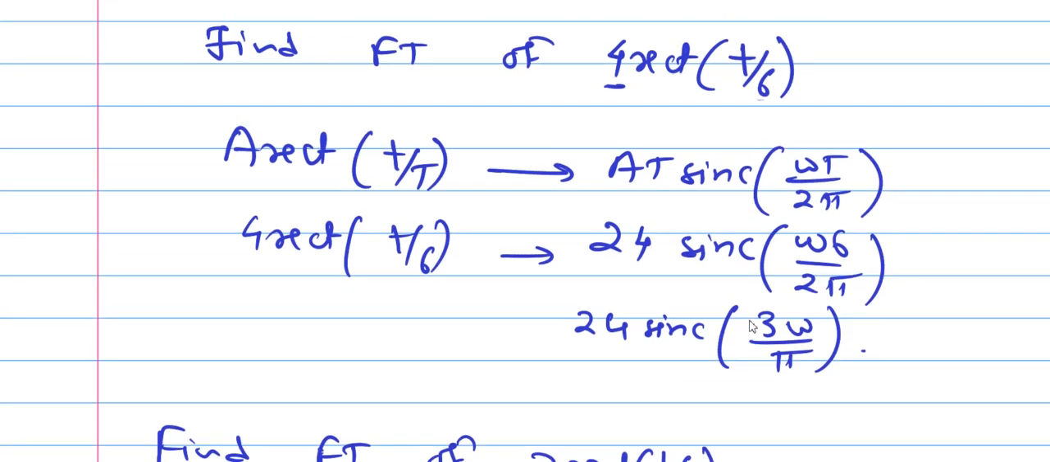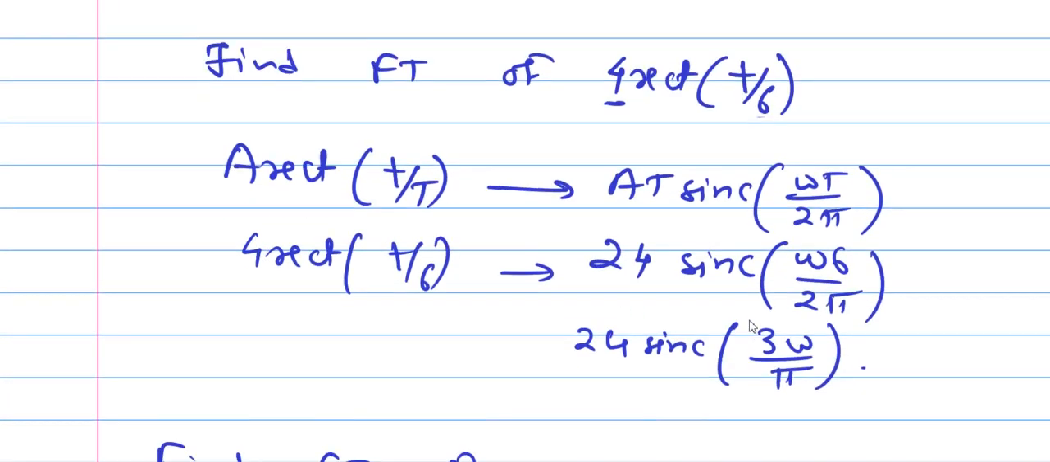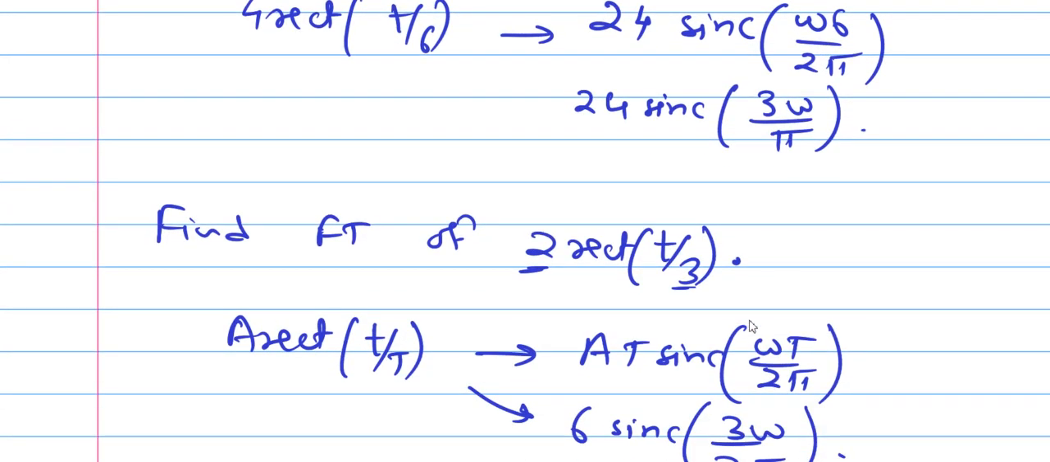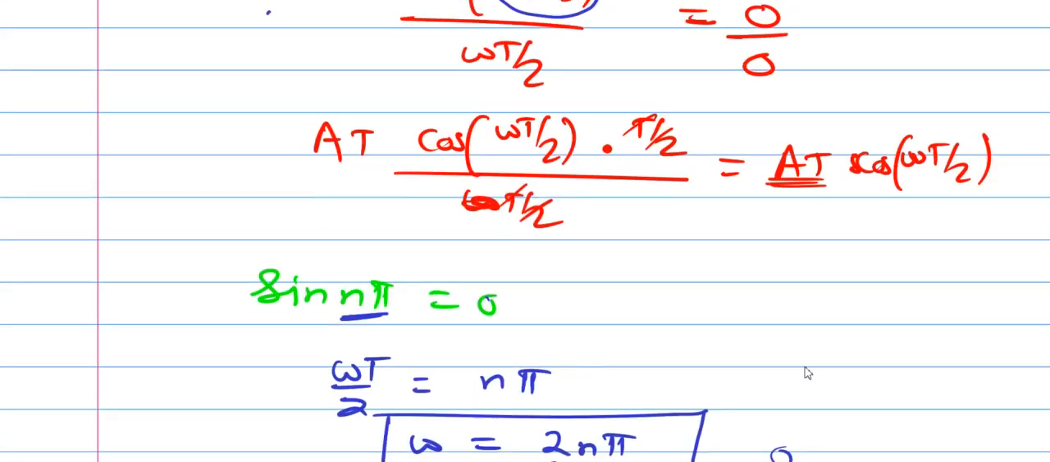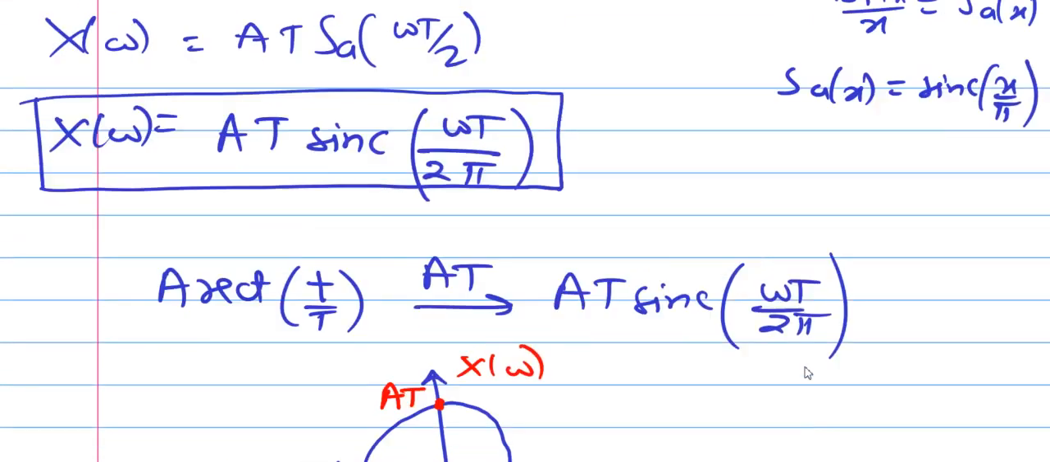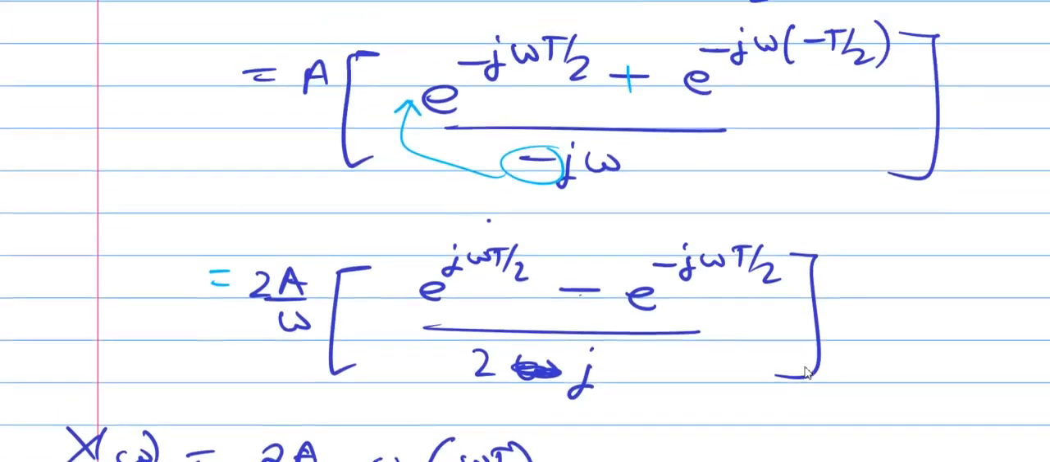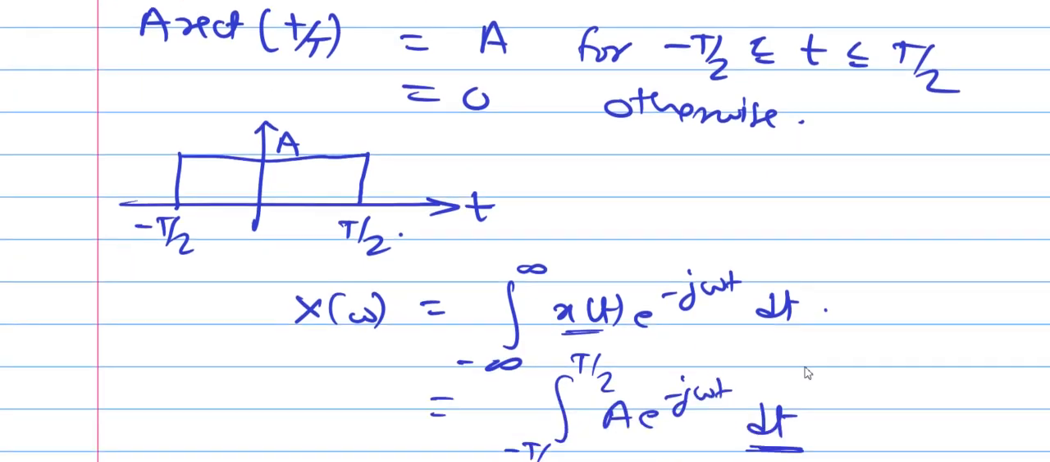Now, I hope you are able to remember this formula, AT sinc(omega T by 2 pi). Please remember this. Now, just focus on the rectangular signal, because in the question, they change their notation. In place of minus T by 2, they write here t. In place of T by 2, they write here capital T. In place of A, they may have some different amplitude.